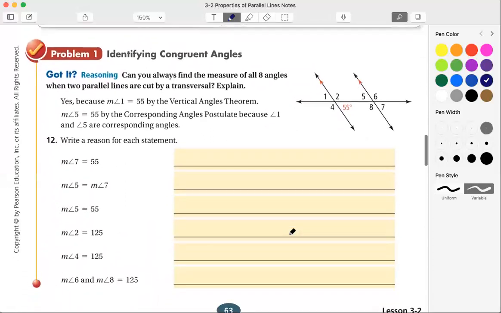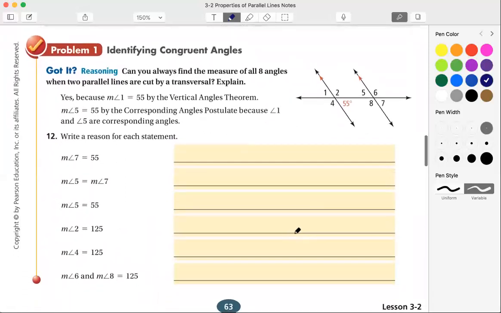Let's see if we got our idea here. We're going to do a proof. Can you always find the measure of all 8 angles when 2 parallel lines are cut by a transversal? Yes. If you know one of the angles is 55 degrees, you can use vertical angles to find another 55 degrees. Then by corresponding angles, alternate interior angles, and linear pairs, you can find all 8 angle measurements. If you know you have parallel lines, you might see a symbol like this that indicates they're parallel.